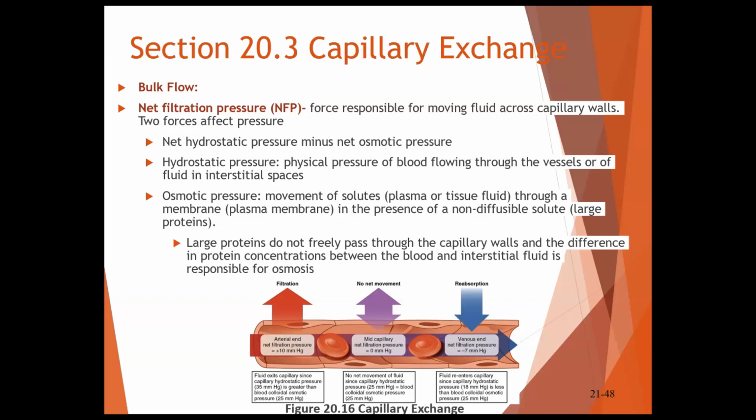Hello and welcome to your continuation in our Chapter 20 lecture. We are going to start off with section 20.3 on capillary exchange, and I tried to keep this simple.